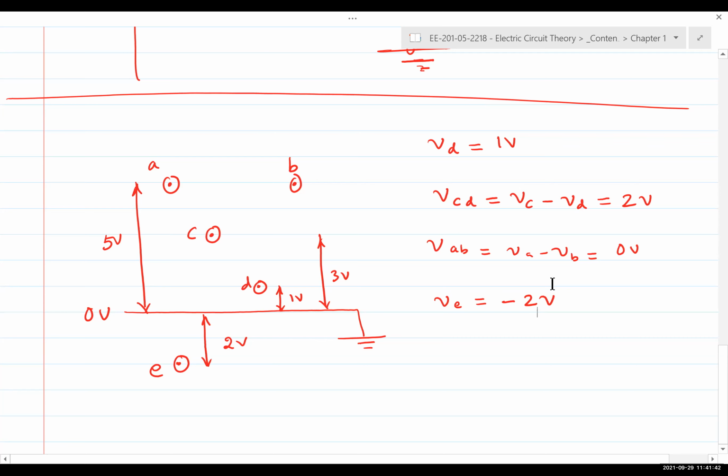And that's exactly why I like to use this illustration, because it's easy to see a different level. So you have 0 here, and this is 2 volts below. So it's minus 2. It's below ground level. It's below 0 level.